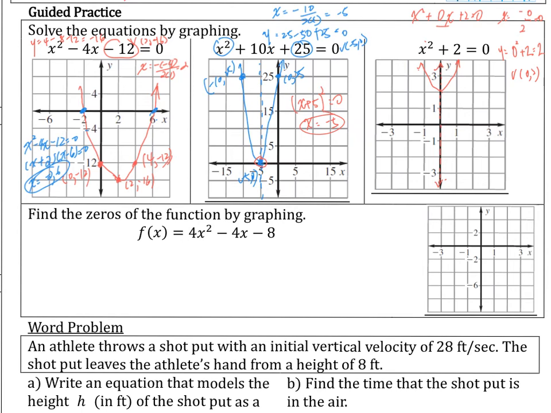And the y-intercept here is also at 2. So as you can see, this parabola did not cross the x-axis, and therefore we can conclude that there are no solutions. No real solutions.